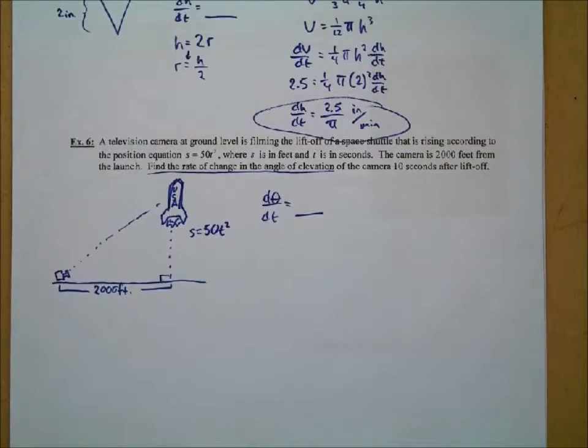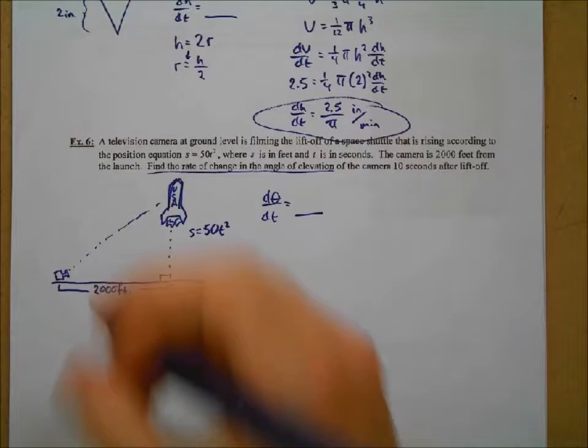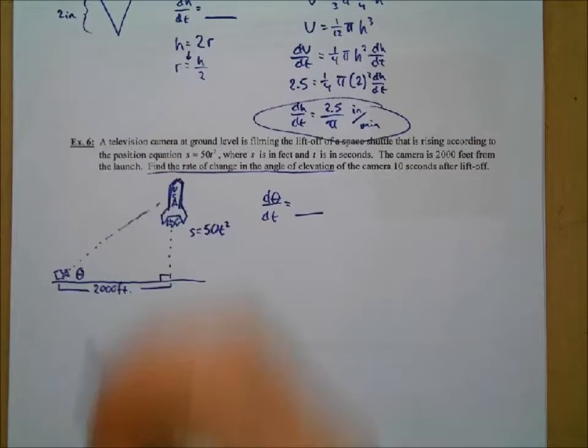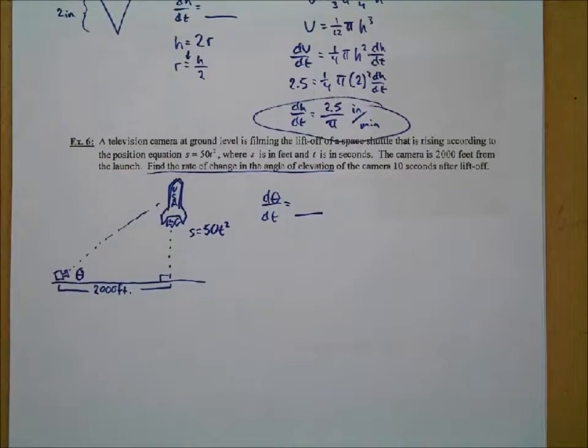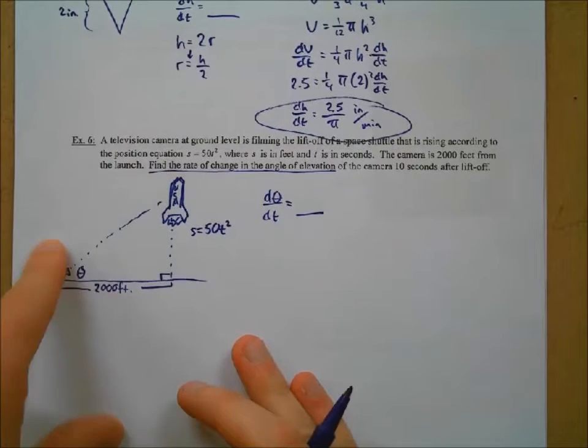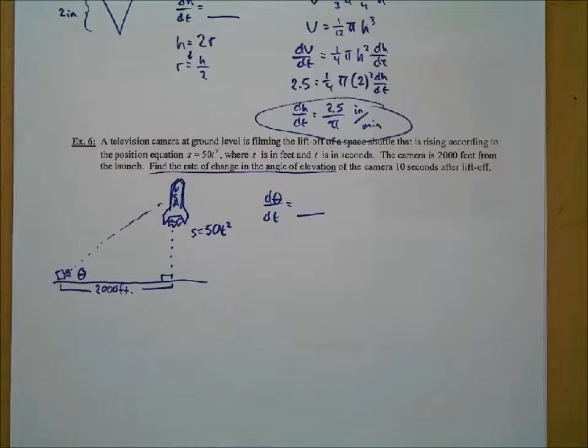Okay. Where is theta going to be located here in our diagram? Down by the camera, right? The angle of elevation. Remember that an angle of elevation is always from the horizontal looking up. So from your observer, the camera, the horizontal of the observer looking up, right? That's an angle of elevation. So there's theta right there.